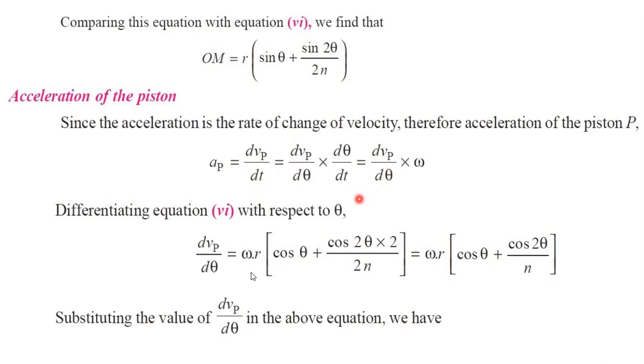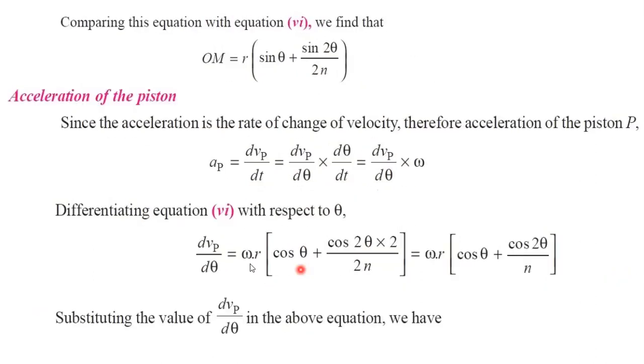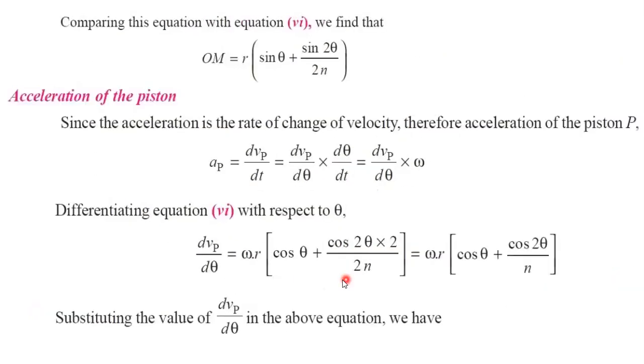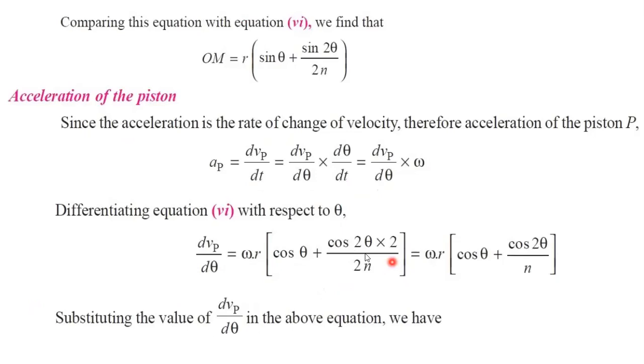If you differentiate, just see here, the omega remains as it is, and r is as it is. Sine theta becomes cos theta, and sine 2 theta, which is differentiated, becomes cos 2 theta into 2. So cos 2 theta into 2, these two can be easily cancelled. 2 and 2 get cancelled, and finally we get omega r cos theta plus cos 2 theta by n. So after differentiating, we have just got the value.